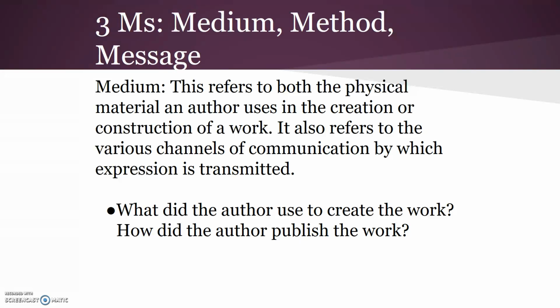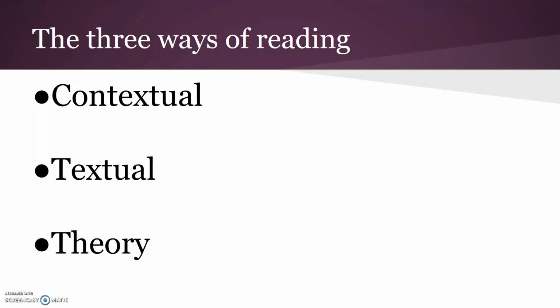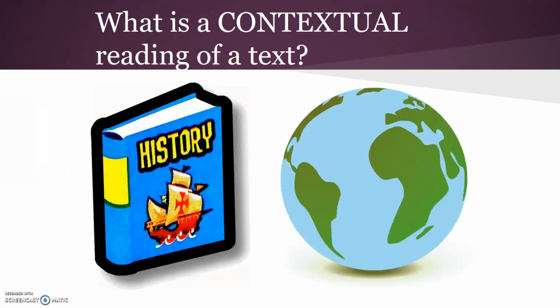So beyond just the three M's, we need to think about the three ways of reading a text: contextual, textual, and theory. When trying to understand a text, the first thing that a lot of readers like to do is think of a contextual reading of a text. Now, a contextual reading of a text is looking at the world that surrounds a text when it is published or produced or sent out into the world.